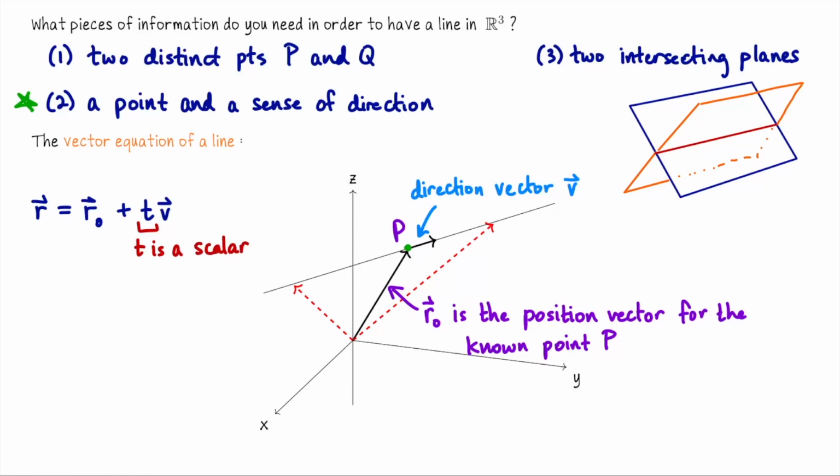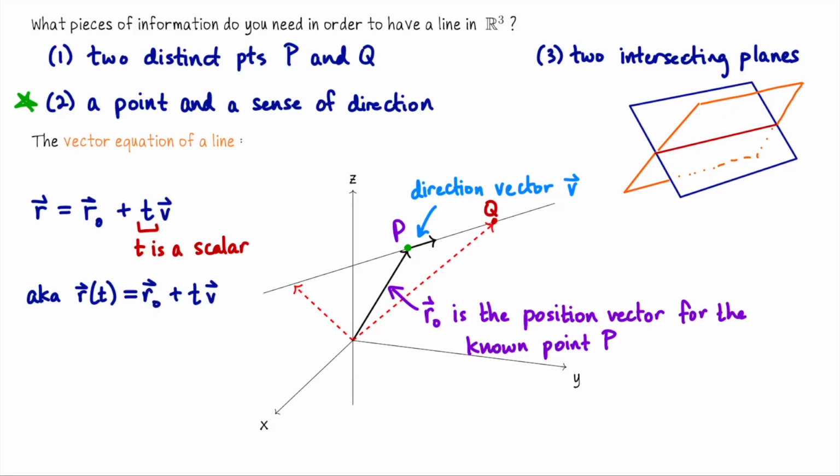The right-hand side is essentially a function of t, so we could also write this as r of t equals r naught plus tv. Now how this works is r represents the position vector for any point on the line. The idea is for every point on the line there's a value of t that would satisfy this formula. Let me call this Q. So Q is some other point on the line.